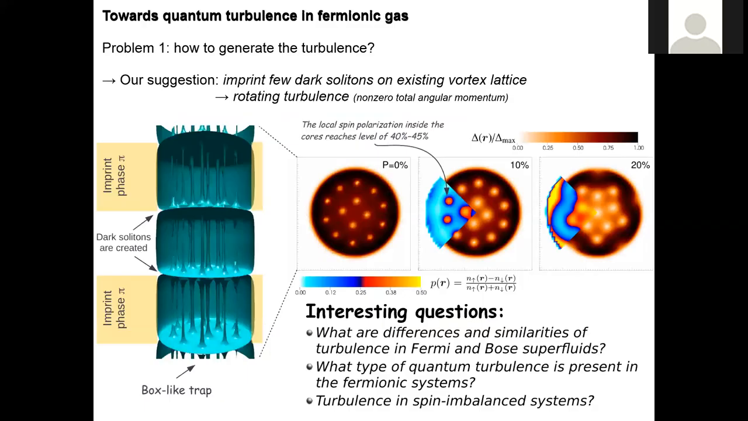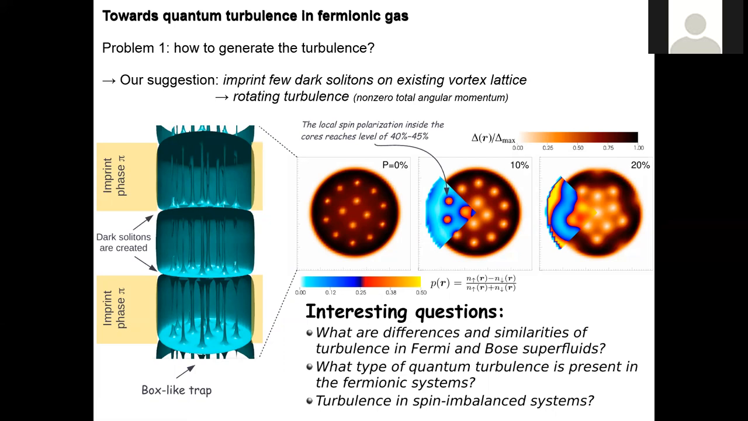Okay, so now I would like to show you some preliminary results concerning our attempts to describe the vortex tangle using this approach. One important aspect here is that we have to find a way to create the complicated vortex tangle, which is not easy in the case of a fermionic system. So we decided to do the following thing.